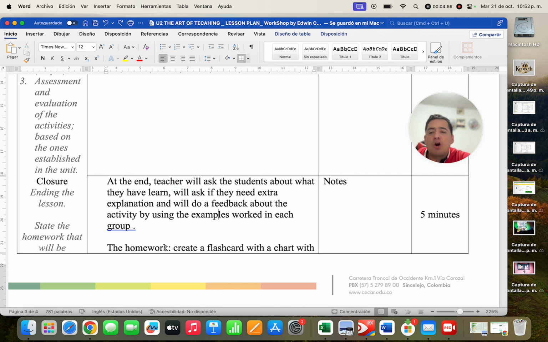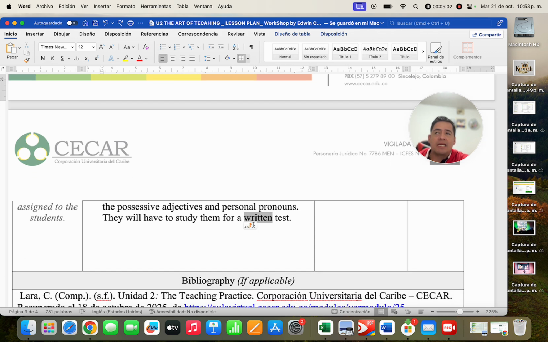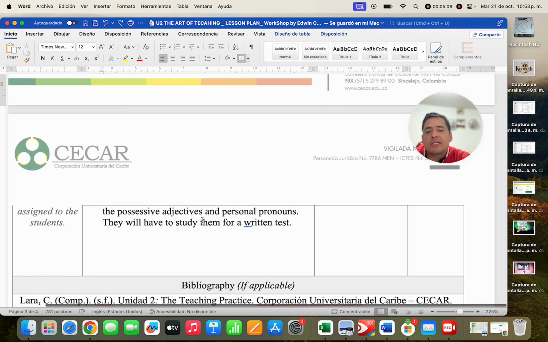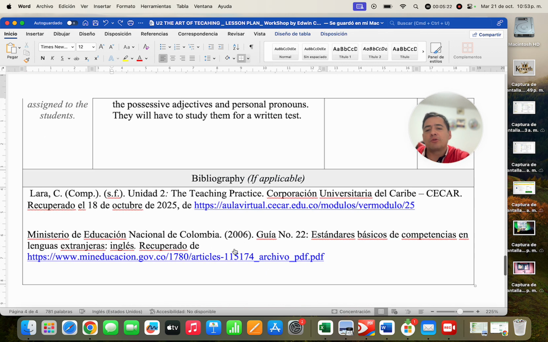For the homework, they have to create flashcards with a chart with the possessive adjectives. I like to work with index cards or flashcards so that they can study the most important parts of a topic. Maybe I will evaluate them in the next session, or I let them use those flashcards in a new opportunity.